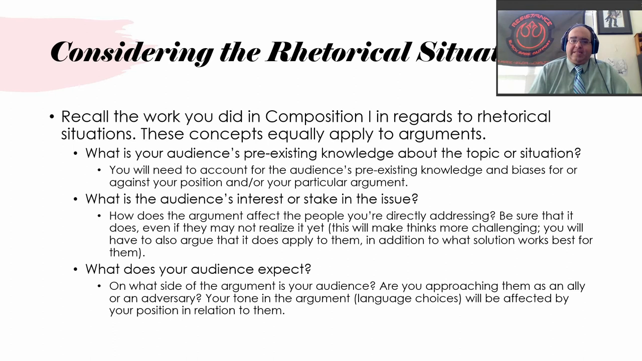For instance, first off, what is your writing audience's pre-existing knowledge about the topic or situation? So you need to know what your audience knows already. What kind of expectations do they have? You'll need to account for the audience's pre-existing knowledge and biases for or against your position and or your particular argument. So you need to understand how your audience feels about the topic, how your audience is going to react to your argument. That's going to determine whether you are speaking to a friendly audience or possibly an unfriendly audience, maybe somebody that's automatically inclined to disagree with you. So keep that in mind. So first off, audience's pre-existing knowledge.